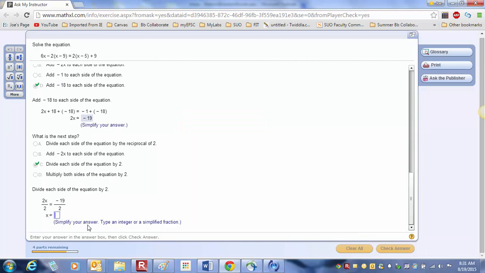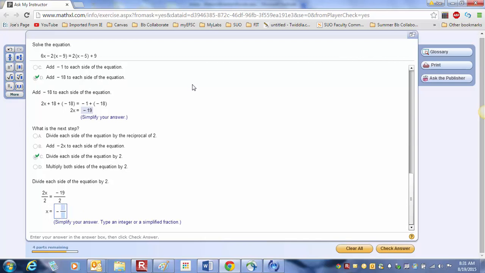Now simplify your answer, type an integer or a simplified fraction. So 19 is a prime number, divided by 2. We cannot reduce this fraction because 19 is only divisible by 19 and 1, and 2 is only divisible by 2 and 1. So we cannot simplify this fraction. So that's the final answer. Let's write it as negative 19 over 2. That should be the final answer.